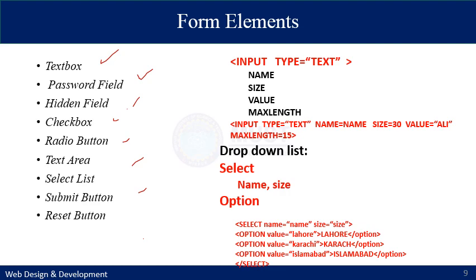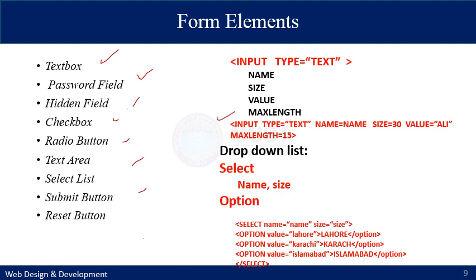Text area is a large text box which is usually used by applications to get a large amount of textual information such as summary, description, problem, or some address fields, etc. Select list is similar to the checkboxes. That means you can select one or multiple items from a list. Then there are two common buttons, submit button and reset button. Submit button submits the data to the server, and reset actually clears the fields. So here are some examples.